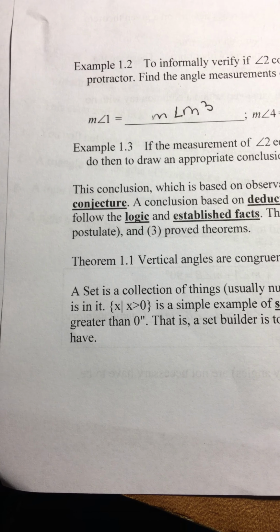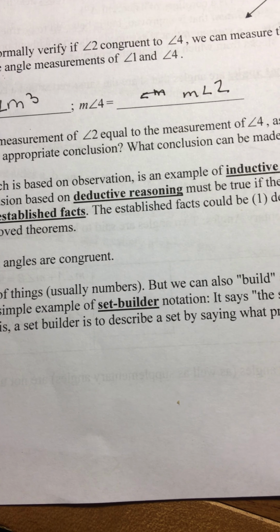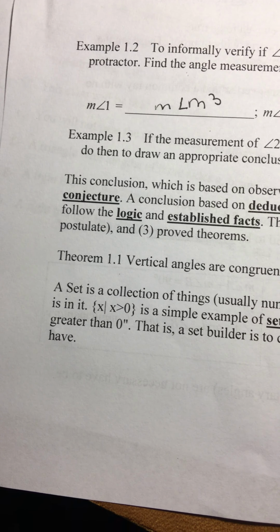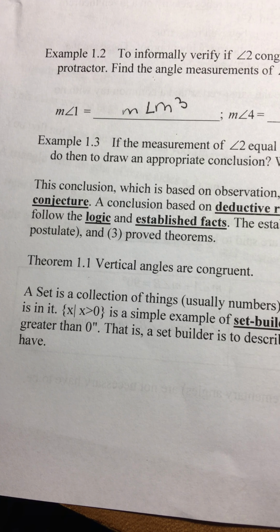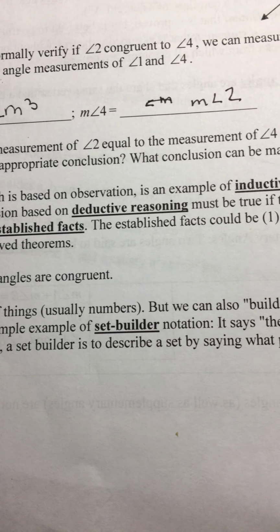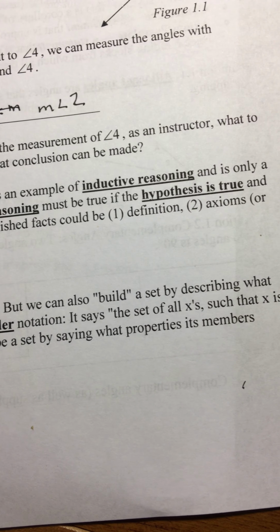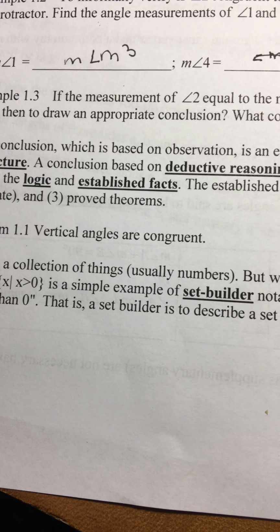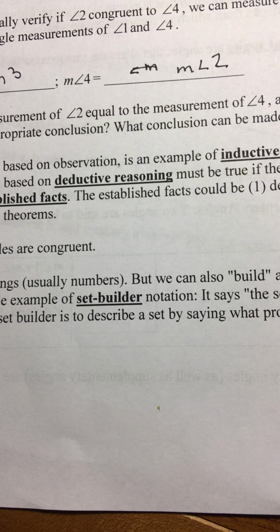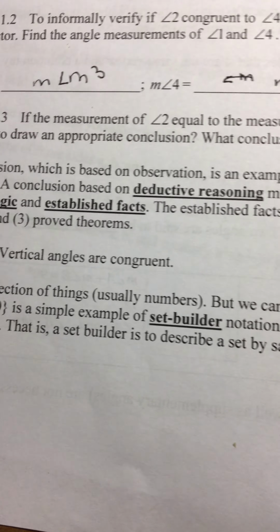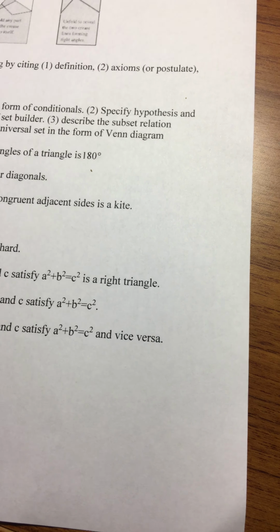Then, just extra information: a set is a collection of things, usually numbers, but we can also build a set by describing what is in it. So {x such that x > 0} is an example of set builder notation. It says the set of all x's such that x is greater than 0. Set builder notation describes a set by saying what properties its members have. Then if we switch to the next page, it's this one.